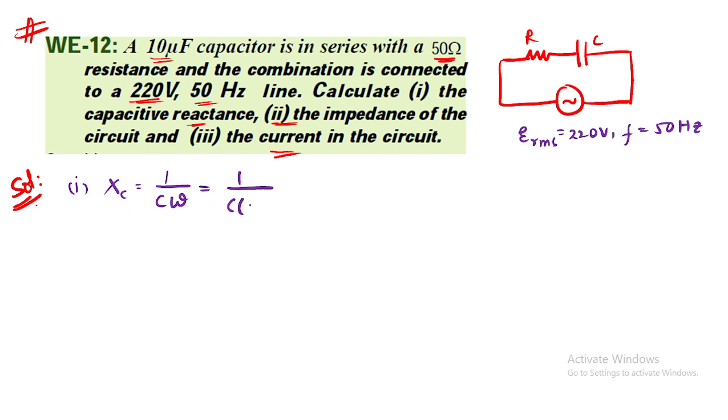XC is equal to what here? 1 by 2 pi into frequency. Can I write like that? Now put the values for that. Capacitance is how much here? 10 into 10 power minus 6, and then 2 pi.